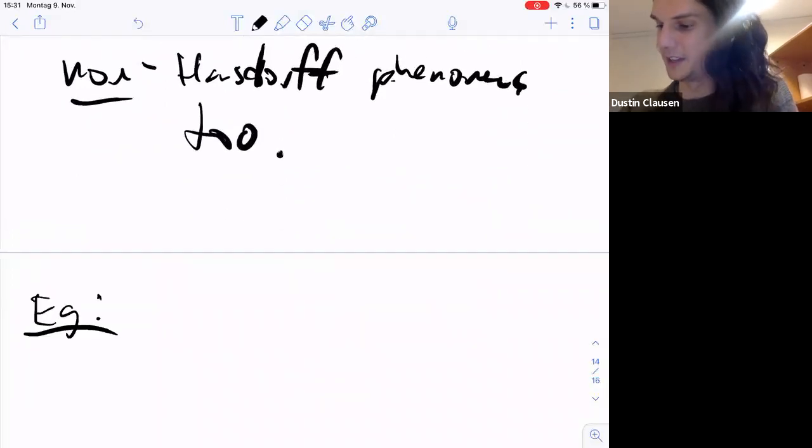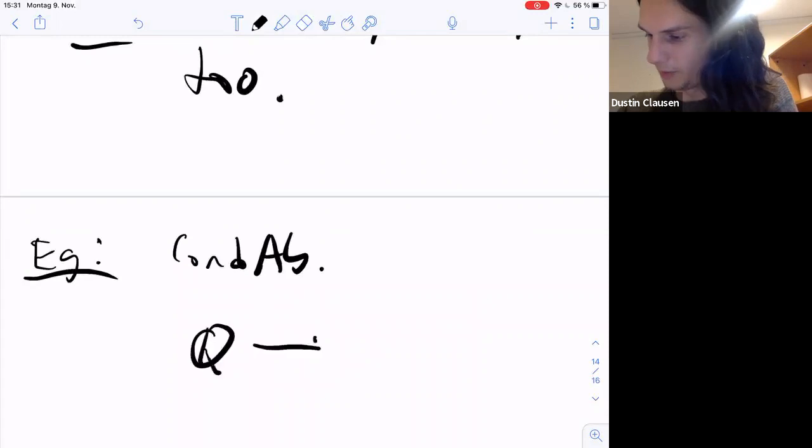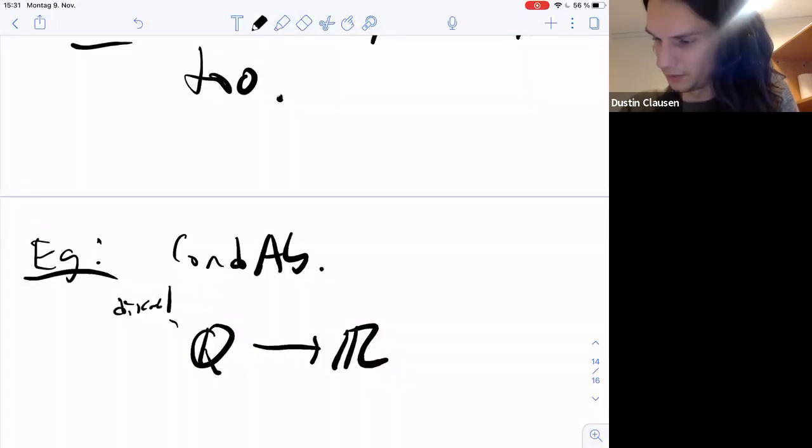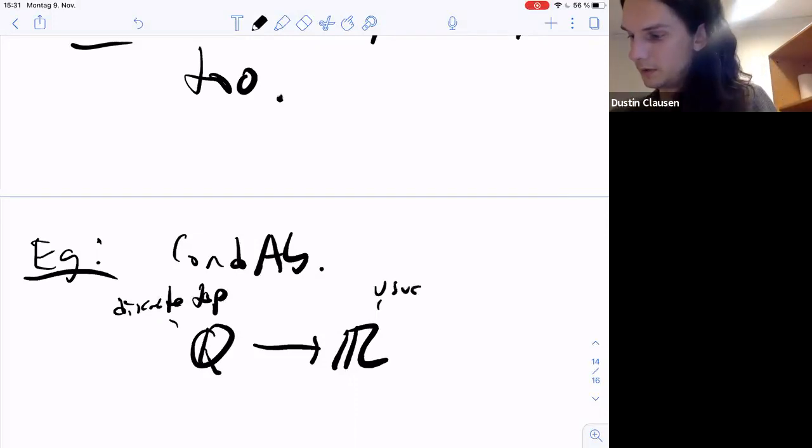Well, this is a classic thing, I guess. Let's look in condensed abelian groups, and let's look at Q mapping to R. So Q with the discrete topology, for example, mapping to R with its usual topology.